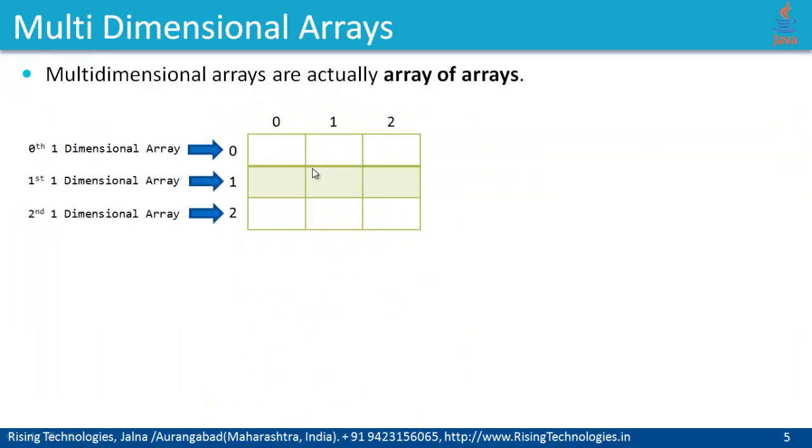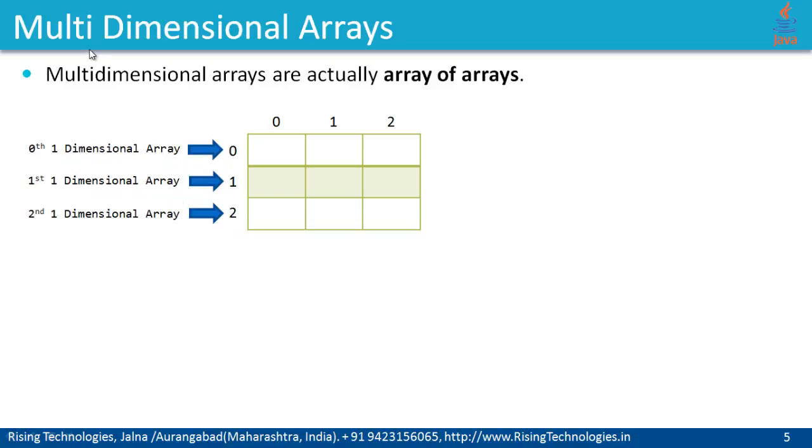When we declare a two-dimensional array, we must understand this: multi-dimensional arrays are actually arrays of arrays. So when I declare a two-dimensional array, each and every element of this two-dimensional array is actually a one-dimensional array. So we can say this element is the 0th one-dimensional array, this is the first one-dimensional array, and this is the second one-dimensional array.